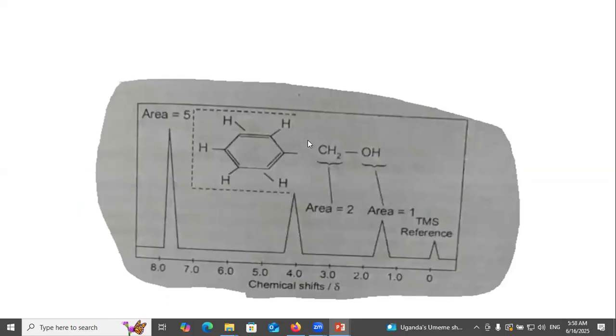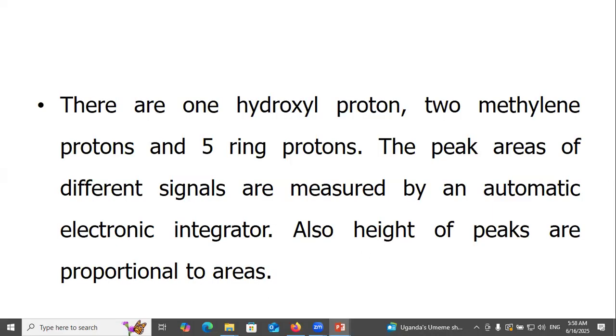This is one type of hydrogen. This is another type of hydrogen. These are five hydrogens of another type. So there are one hydroxyl proton, two methylene protons, and five ring protons.